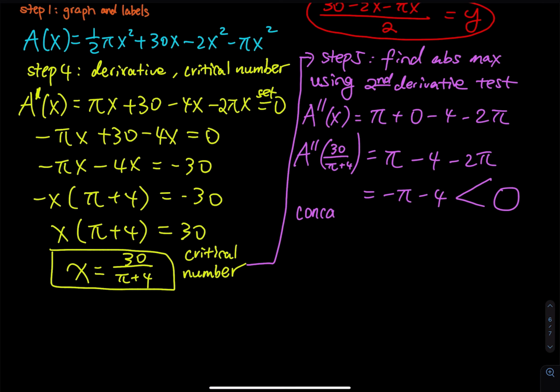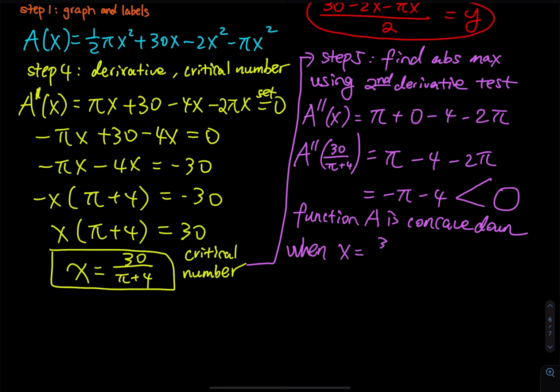I should use a complete sentence. I should say the area function A is concave down when x is equal to 30 divided by pi plus 4. And then what does that mean? So this is concave down, and this is your critical number, and there is a horizontal tangent line. So that means this is an absolute maximum, right? So there is an absolute maximum when x is equal to that quantity.